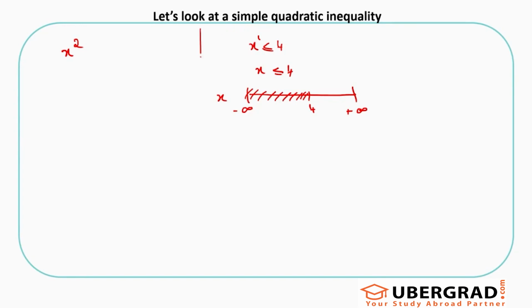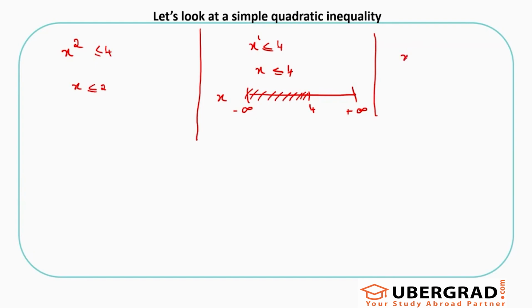Simple and straightforward, right? When it comes to a quadratic inequality, something like x square is less than or equal to 4, here it's slightly different. Don't think that you can just take the square root, so I'll get x is less than or equal to 2, right? Let's first see this on the equation side, to just give you an understanding of how it is slightly different.